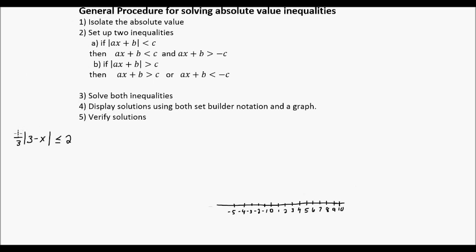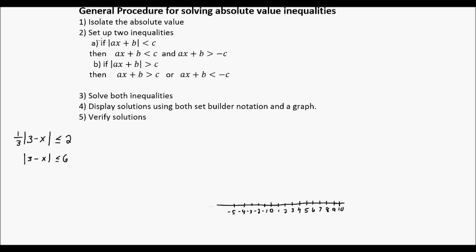Notice that I need to get rid of this 1/3 in order to isolate the absolute value. To do that, I'll multiply both sides by 3. So I have the absolute value of 3 minus x is less than or equal to 6. There, now my absolute value is isolated.